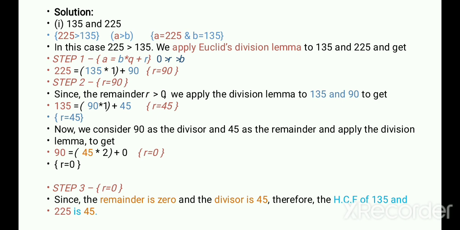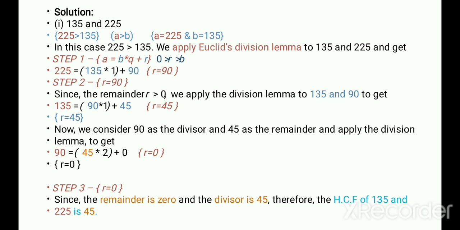In this case 225 is greater than 135. So the next step comes: we apply Euclid's division lemma to 135 and 225 to get step 1. What is our step 1? Step 1 is that a = bq + r, where q and r are two positive integers. So what is my value of a? That is 225, and the value of b is 135.